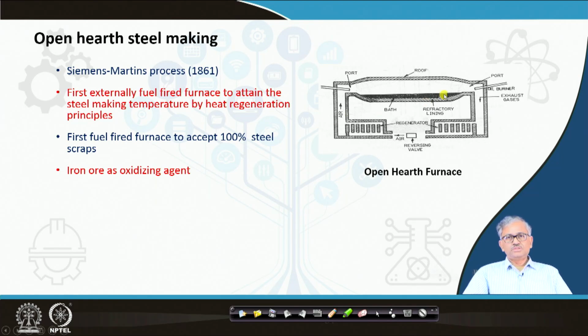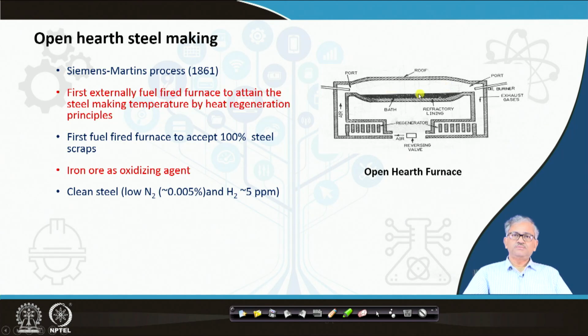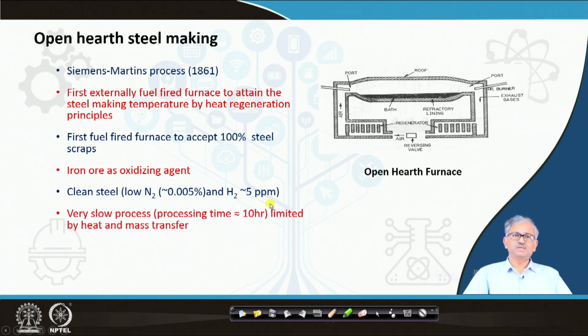And iron ore is used as an oxidizing agent, that is the source of oxygen. But you can produce clean steel here because no nitrogen is coming, because with iron ore you are using a direct oxygen source, you are not using the air. So nitrogen was very low, hydrogen was less, and it was a very slow process, around 10 hours, and then you can cook the material as you want. You can cook any kind of alloy steel. Okay, that was possible because you have a lot of time to make any kind of steel. But the major problem is the time.